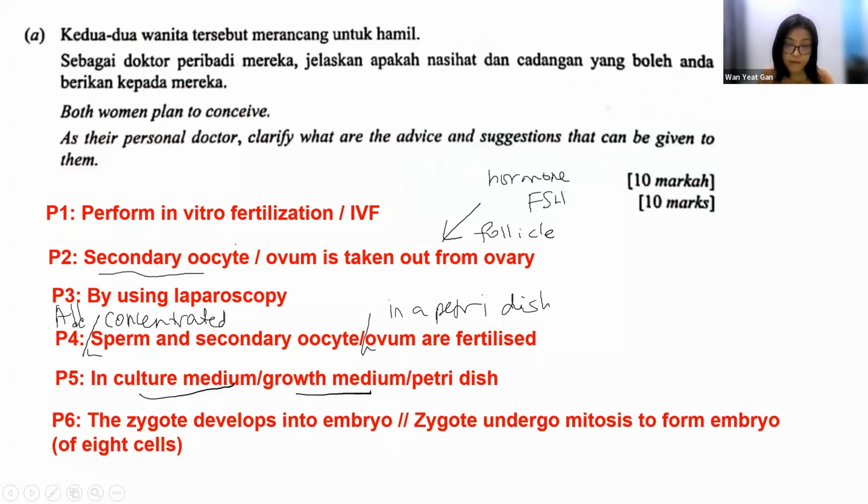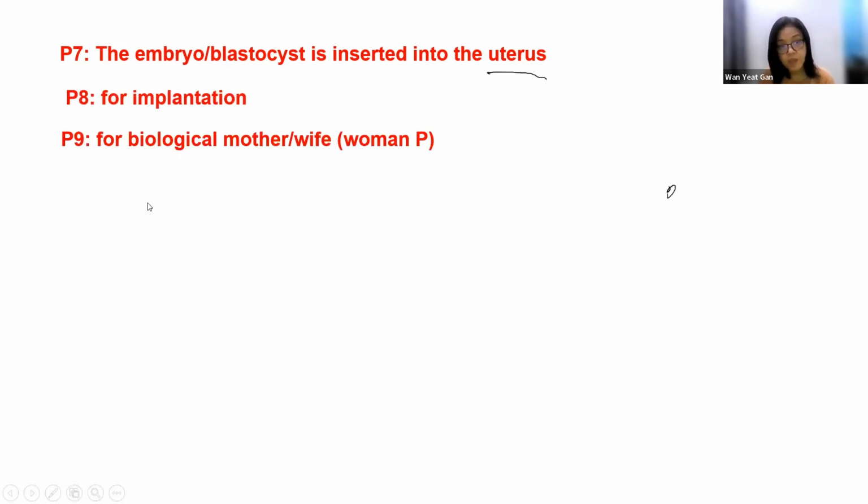Okay, so the zygote develops to become an embryo. That means after fertilization between the sperm that you have added and the secondary oocyte, it forms a zygote. Then the zygote will undergo mitosis to form an embryo, which is of 8 cells. And then you need to mention that you have to insert the embryo back into the uterus so that implantation can take place. Okay, so this is very important.